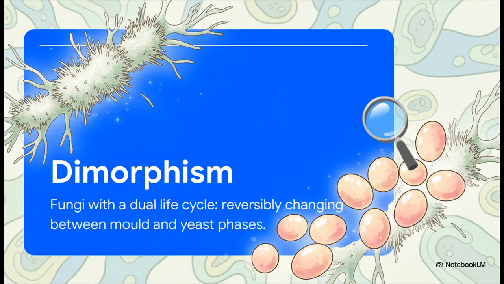To understand how they pull this off, we've got to look at the term itself, dimorphism. Breaking it down, D means two, and morphic means structure. So a dimorphic fungus is exactly what it sounds like, a fungus with a dual life cycle. It can reversibly shift between a fluffy, filamentous mold phase and a single-celled, round yeast phase. And the trigger for this massive identity crisis? Well, it almost always comes down to the environment.